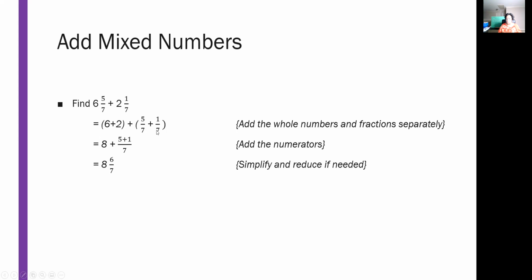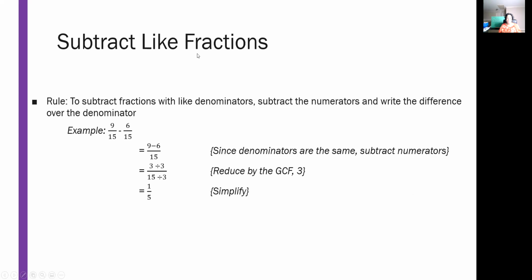You remember the rule: we add the numerators over the denominator. So 5/7 plus 1/7 is going to equal 6/7. And then 6 plus 2 is 8. So you add the whole numbers and fractions separately. Add the numerators, simplify and reduce if needed. You cannot find a greatest common factor for this number because it's in its lowest form, right? Okay, good.